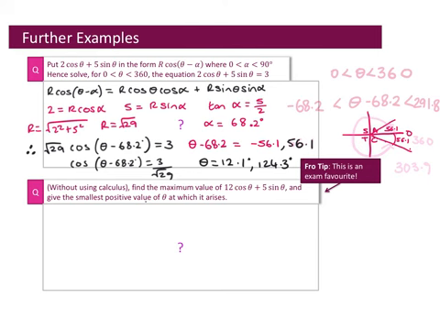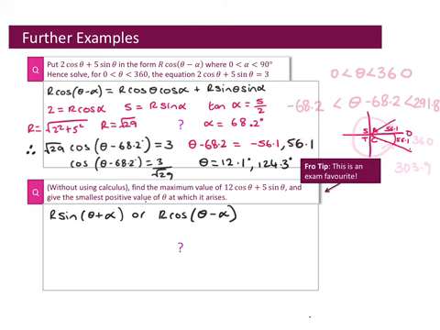So now I really want you to give this one a try. Find the maximum value of 12 cos theta plus 5 sin theta and give the smallest positive value of theta at which this arises. So a bit of a clue: please make sure that we have cos and sine. You can use either r sine(theta plus alpha), or you could use r cos(theta minus alpha). So you can decide whichever one you want.